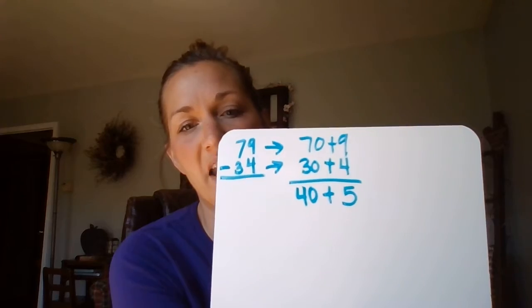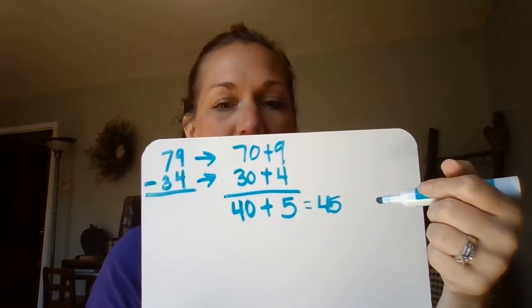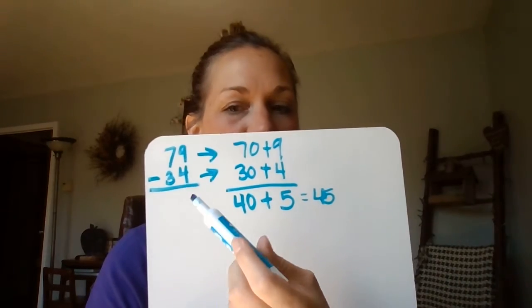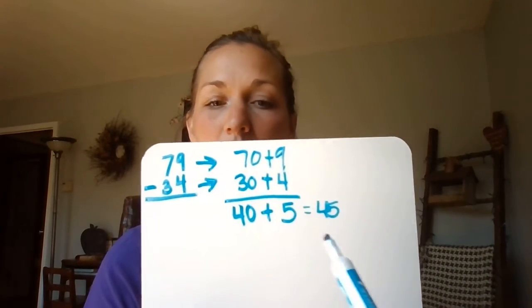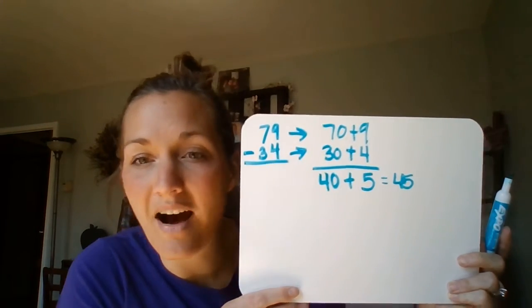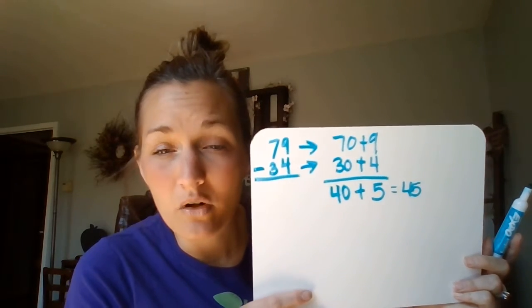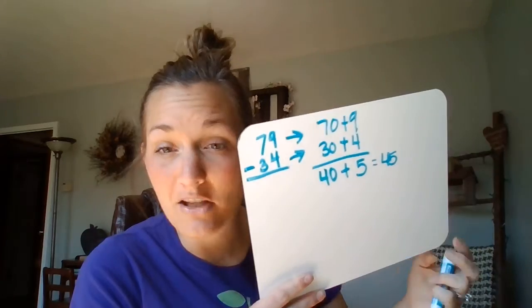Okay, so now we have 40 plus 5, and that would equal 45. So our answer would be 45. 79 minus 34 is 45. So this was a problem where we do not have to exchange. We're going to practice one more not exchanging, and then we're going to do some that you have to exchange. I'm going to erase here.